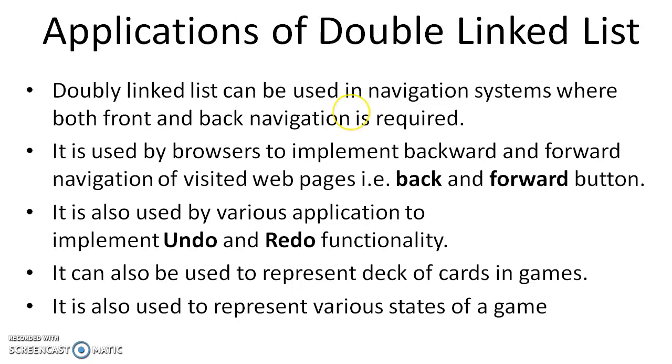Now let's see what applications we have for the double linked list. The double linked list can be used in navigation systems where front navigation and back navigation are required. It is also used in browsers to implement the backward and forward buttons. The backward button goes to the previous page and the forward button goes to the next page that we have to visit, or an already visited page that we want to go forward to.